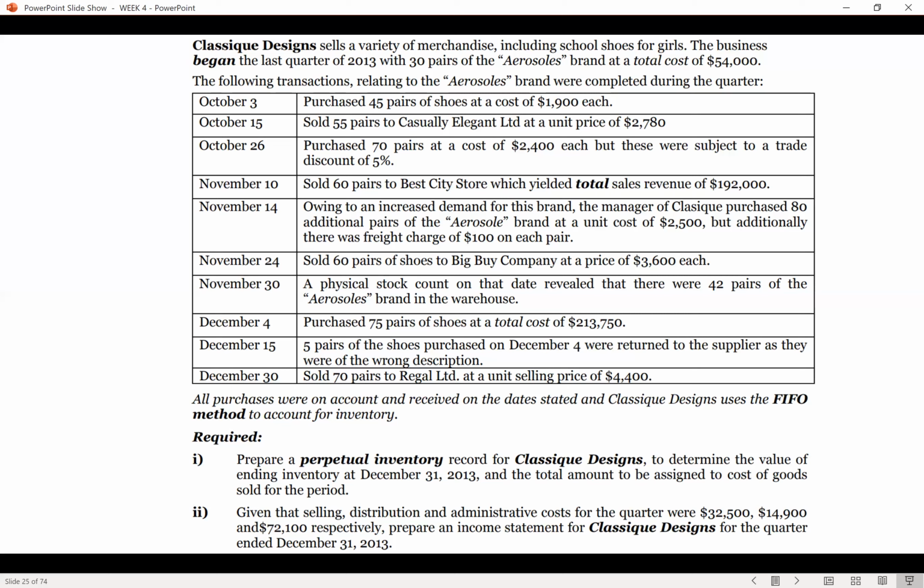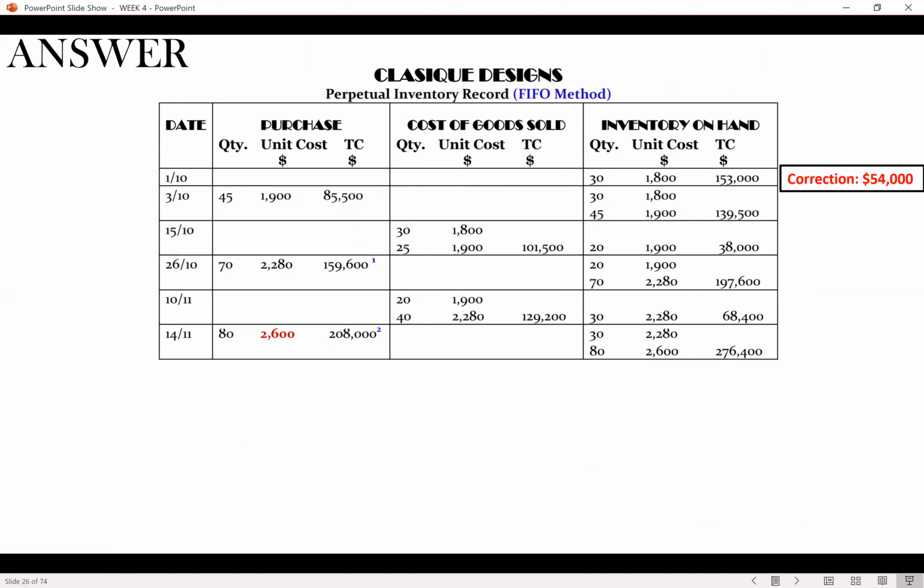The total cost for the item is going to be the 2,500 plus the $100. So the actual unit cost for each pair of shoes is not just 2,500, but 2,600. So this is a purchase. Under our purchasing section, we're going to have the 80 pairs at a unit cost of 2,600. We get our total cost and we update our inventory on hand, bringing back what we had before and adding what we just purchased.